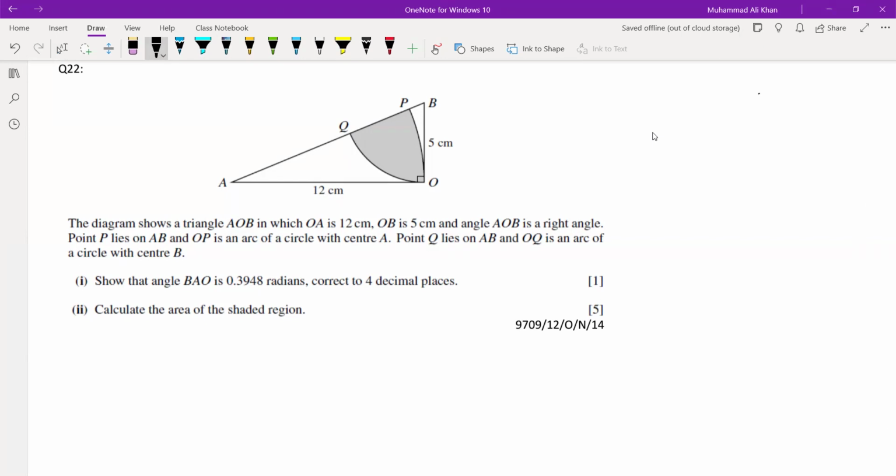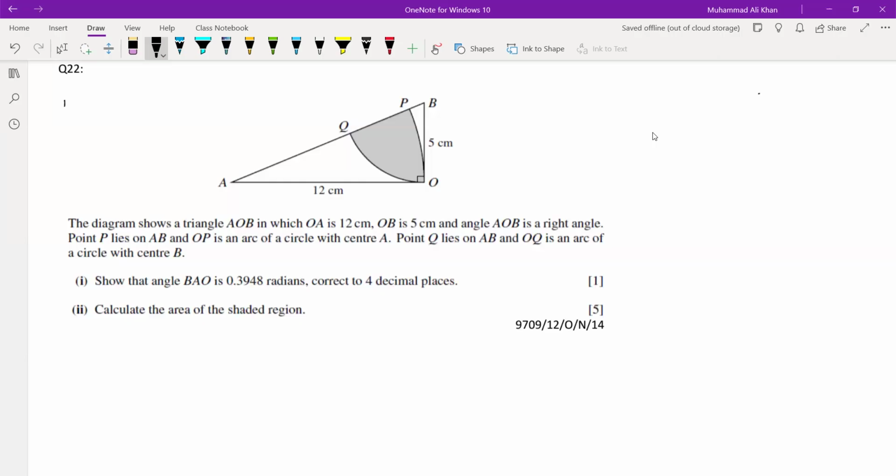The first sector is with center A, an arc OP. The second sector is with center B, an arc OQ, right? There are two circles, two sectors with different radii. We have to calculate, show that first, angle BAO. We have to prove that angle BAO.